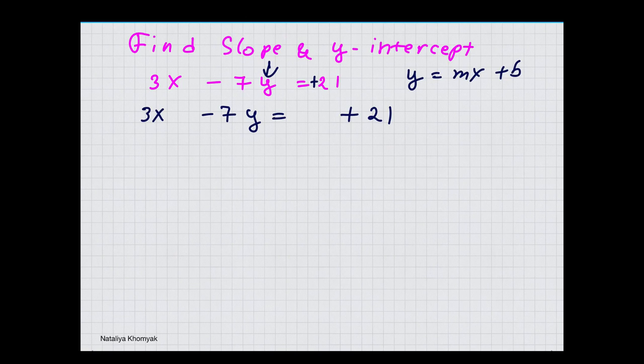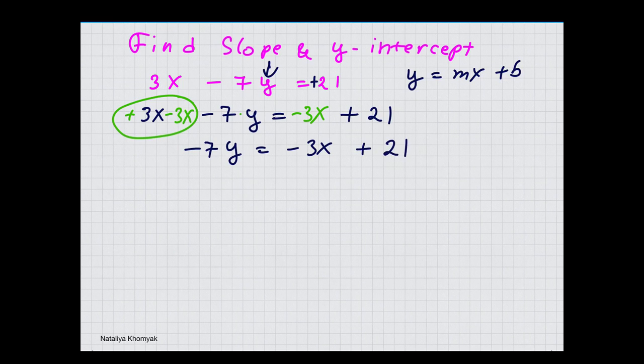So the first thing we're going to undo is addition. This is positive 3x and this is multiplying by negative 7. Additive inverse of positive 3x would be minus 3x. Whatever you do to one side, you want to do the same thing to the other side of the equal sign. This adds up to 0. Now we have negative 7y equals negative 3x plus 21.